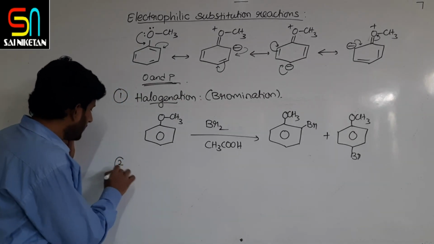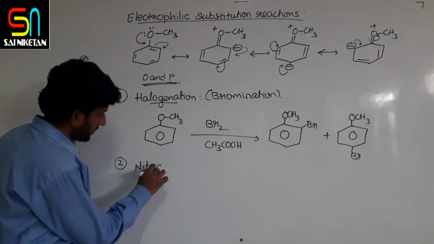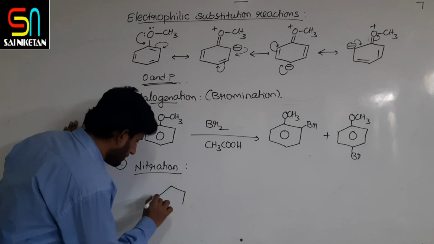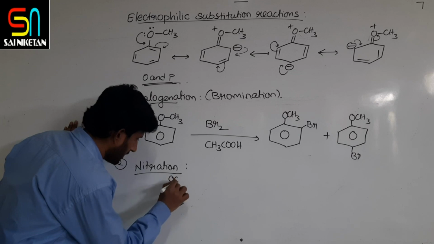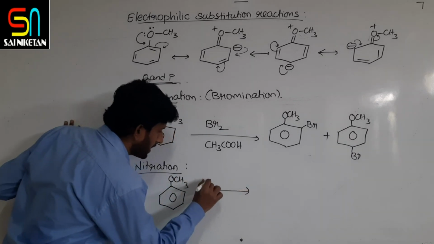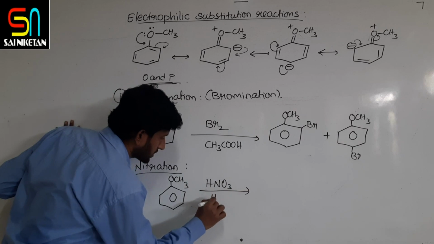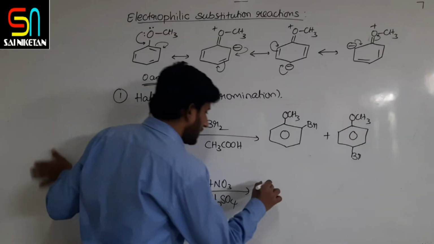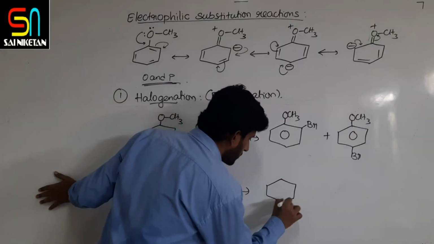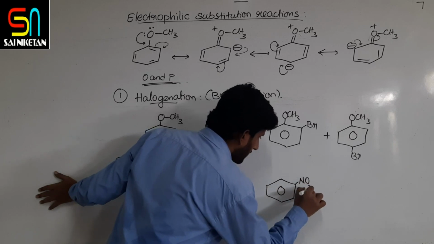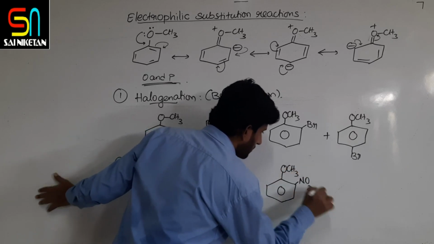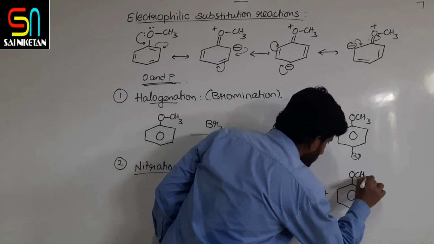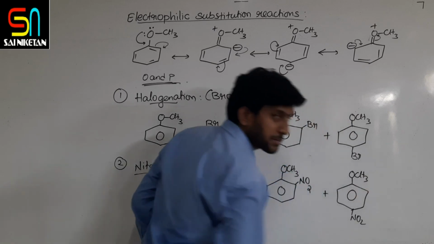Similarly, if you do nitration, the same, nitration means you are making the reaction with the nitrating mixture. What is the nitrating mixture? Concentrated HNO3 and H2SO4, sulfuric acid. Then also the same ortho and para isomers. What is the ortho isomer you will get here? Orthonitroanisole is obtained along with para-nitroanisole, and you know that para isomers are major products.